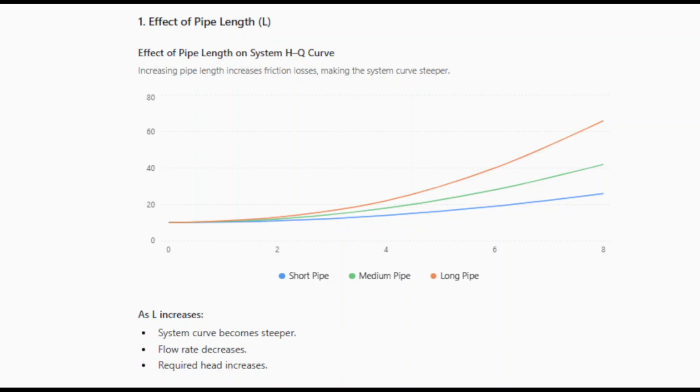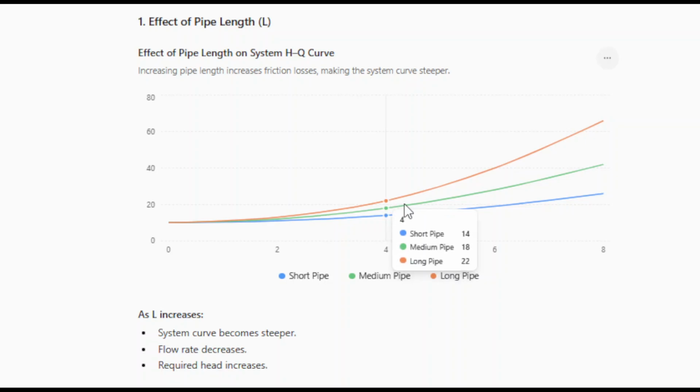Effective pipe length, L, on the system HQ curve. Now let's see how pipe length affects the system HQ curve. In this graph, the x-axis represents the flow rate, Q, and the y-axis represents the system head, H. The graph shows three system curves corresponding to short, medium, and long pipe lengths. Notice that all three curves begin from the same point. This indicates that the static head is the same for all three cases. The only parameter changing is the pipe length.